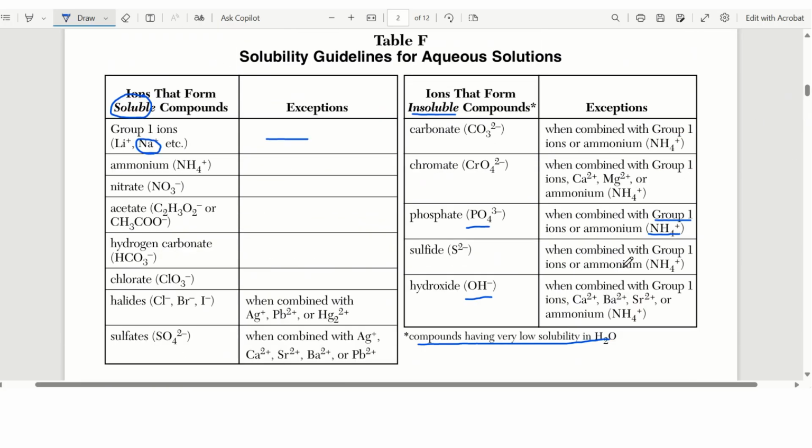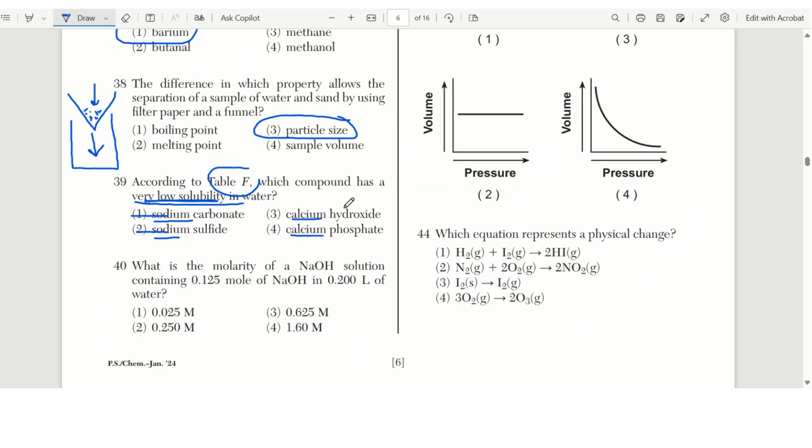So let's go back to table F. And calcium is not this. So let's check hydroxide. Oh, look at this. Hydroxide, when it is with calcium, has an exception. That means it is no longer insoluble, it becomes soluble. So the only one that stays insoluble is calcium phosphate.